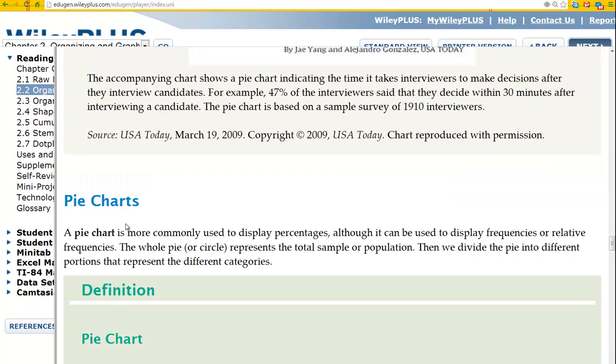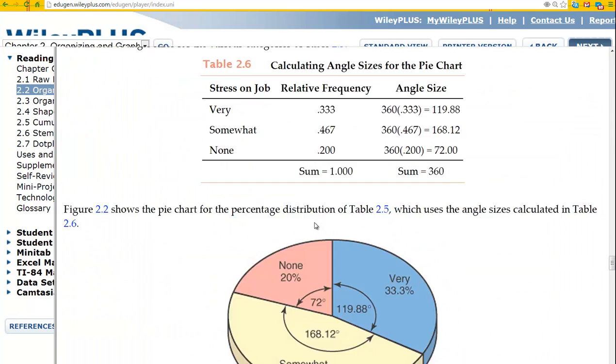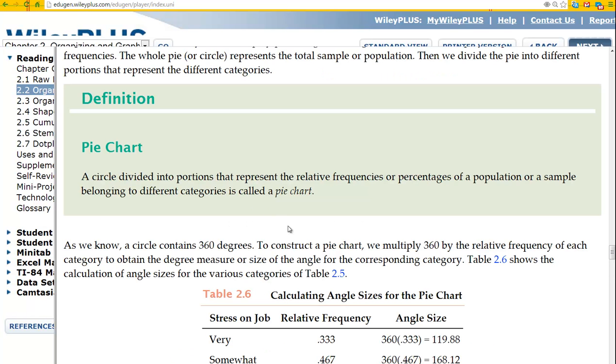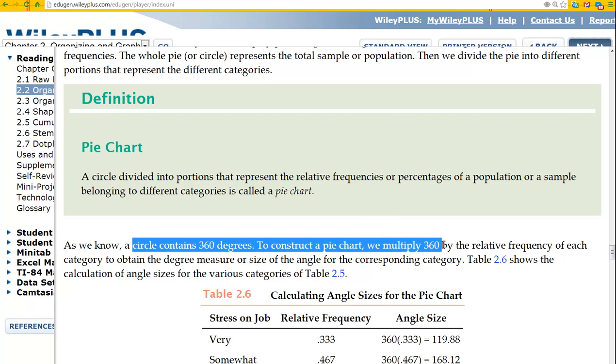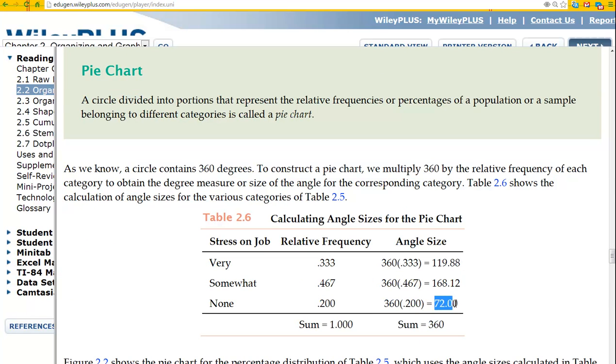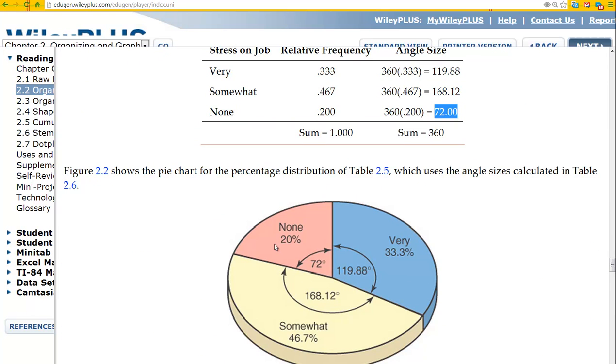Okay, let's do a pie chart. What is a pie chart? Well, a pie chart looks like that. We have 20%, 33% for very, and 46.7% for somewhat. I guess that was the other number. They said, as we know, a circle contains 360 degrees. To construct a pie chart, we multiply 360 by the relative frequency. So 20% of 360, right? So 20% of 360 is 72 degrees. That tells you how many degrees to make this one.